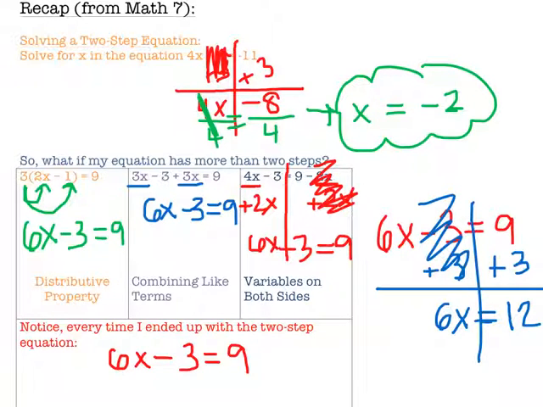Finally, the opposite of times 6 is divided by 6. So I'll do that on both sides. And what I'm left with is x, because 6 divided by 6 is 1, is equal to 2. Now, on the next slide or on the next page of your notes, you are going to do the practice problems on your own before you check the answers with me.